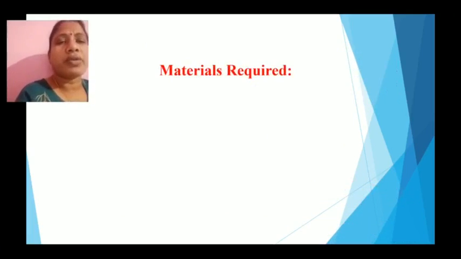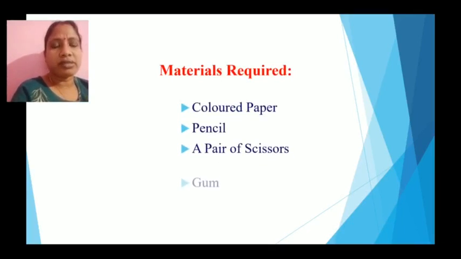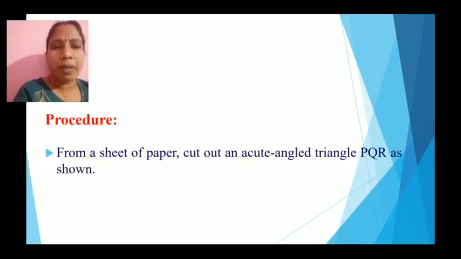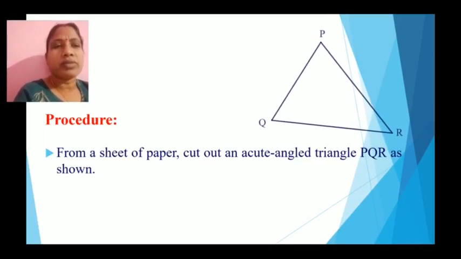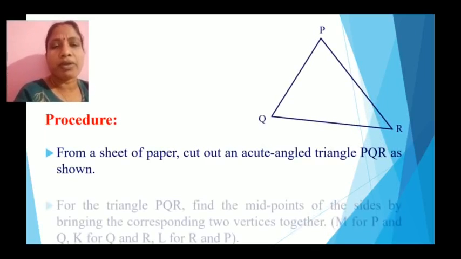Then materials required: colored paper, pencil, a pair of scissors and gum. Then procedure: from a sheet of paper, cut out an acute angle triangle PQR as shown. So this is the triangle PQR. You have to cut it from the colored paper.